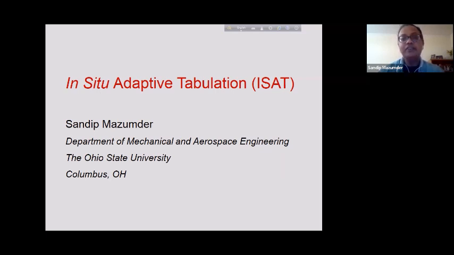The specific kind of table that I'm going to talk about today is not just a straightforward lookup table, but one that is adaptive, as you can see from the title. And also, it's a table that is not pre-processed and stored on your hard drive. Rather, it is generated in situ while the calculation is proceeding. This method was actually pioneered by Professor Steve Pope from Cornell University for computational combustion applications back in around 1997.